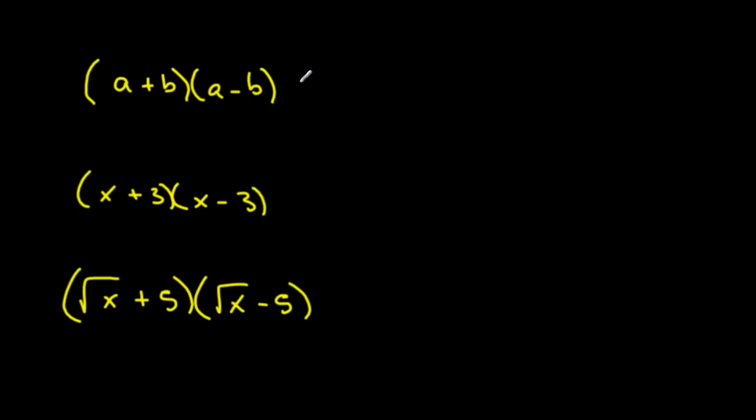So if we FOIL this, we're going to get a squared minus ab plus ab minus b squared. And what happens is our two middle terms here will simplify, so you're really just taking your first term, squaring it, subtracting it by your second term squared. Okay, so your middle term simplifies out, cancels out. All right, we're going to use that in these next couple problems.